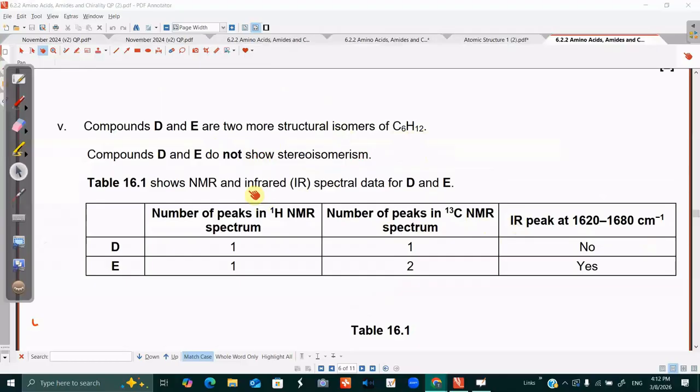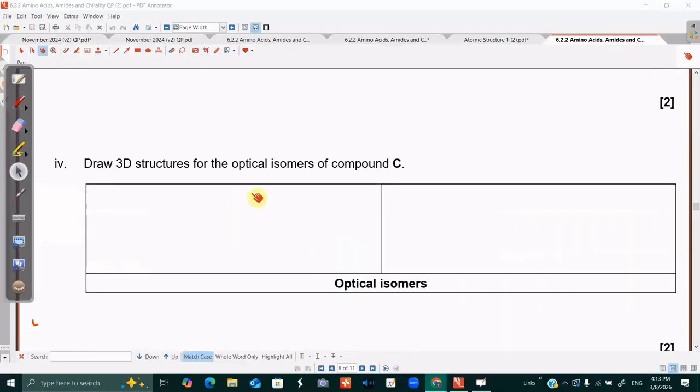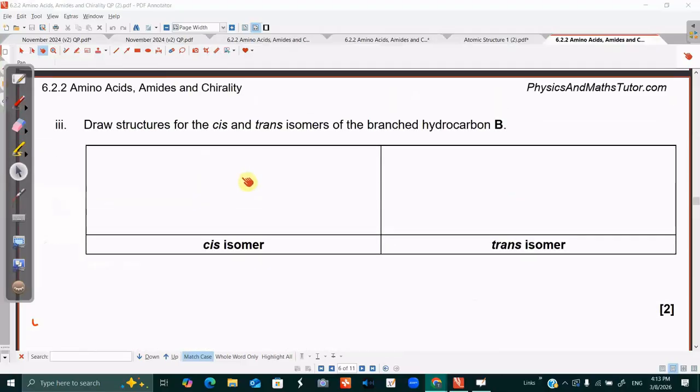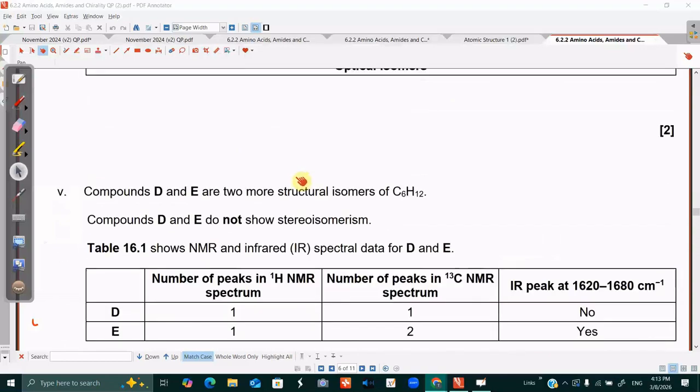What question are you on? Yes, Puta? Which question are we on? We are on the 5th one, right? Oh, okay. These things we are done. Compound B and C we have determined. Right? Yeah.